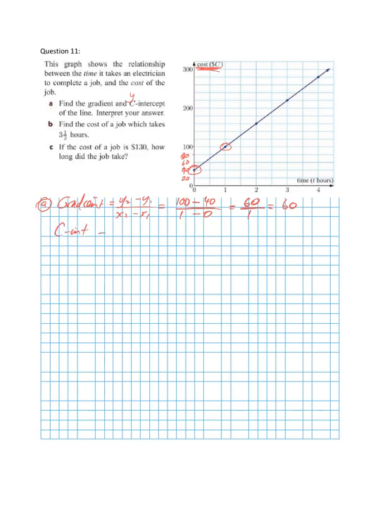C-intercept, which is the y-intercept, is going to be where it crosses the y-axis, which is at 40. What does this mean? Well, interpreting this answer, it means that cost increases by $60 every 1 hour. That's given by the gradient.